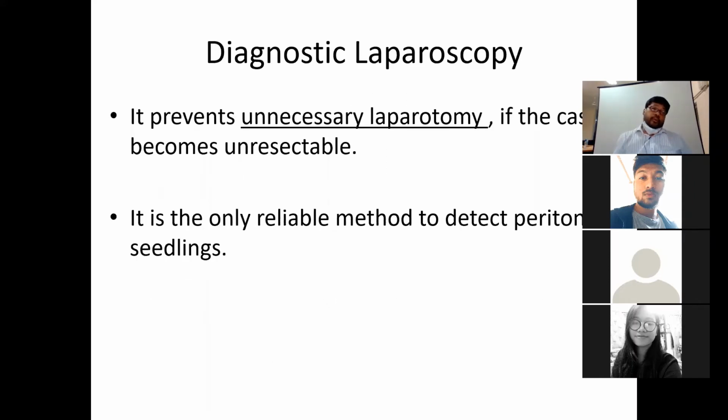Next, we have the diagnostic laparoscopy. It is done to prevent unnecessary laparotomy in case of carcinoma esophagus. First, we have to see whether the case is resectable or not. In order to see whether it is resectable or not, we do diagnostic laparoscopy. Once we introduce the laparoscope into the peritoneal cavity, and once it is clear that it is operable, then we proceed for this bigger intervention. And moreover, with the diagnostic laparoscopy, we can see the peritoneal seedling, which is not detected in CT scan.